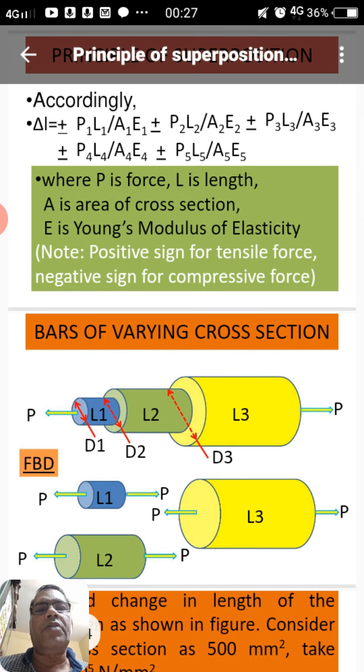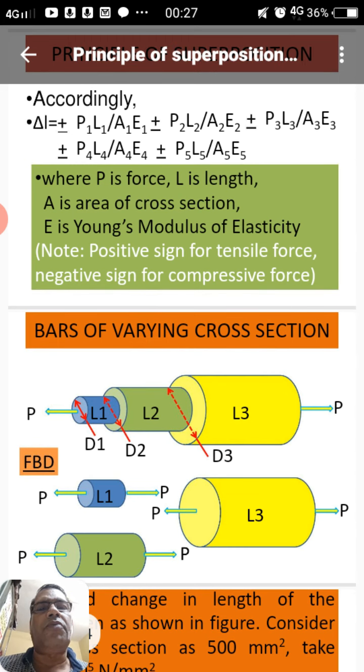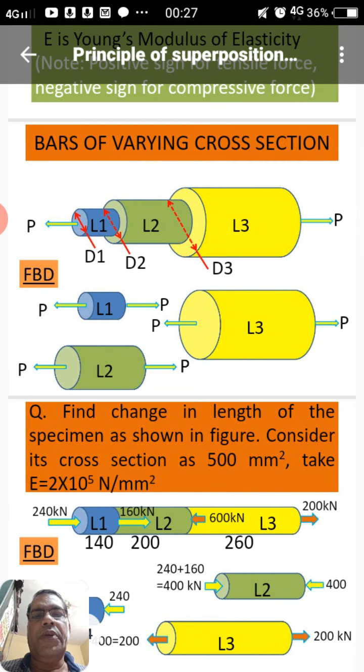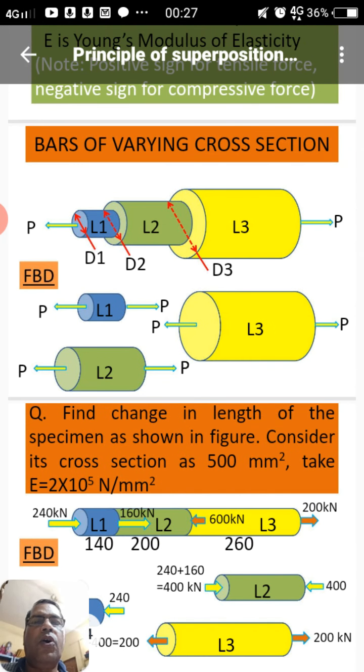The plus sign represents the positive sign for tensile forces and the negative sign represents the compressive forces. So P is the force acting on each section, L is the length, A is the area of cross section, and E is the Young's modulus for each section. Now while such a problem is taken, we make a free body diagram of the forces for each section.